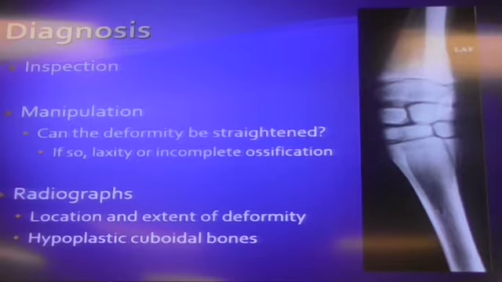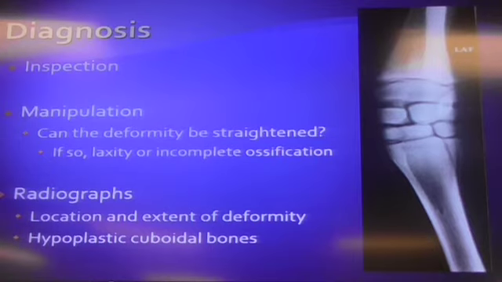Manipulation, that's the second one. Can you, holding the leg, take the leg and put it into the position it should be? Or is it stuck there? So if you can move it back into what looks like a straight leg, you've probably got incomplete ossification, or you've got laxity of the periarticular structures, those collateral ligaments.